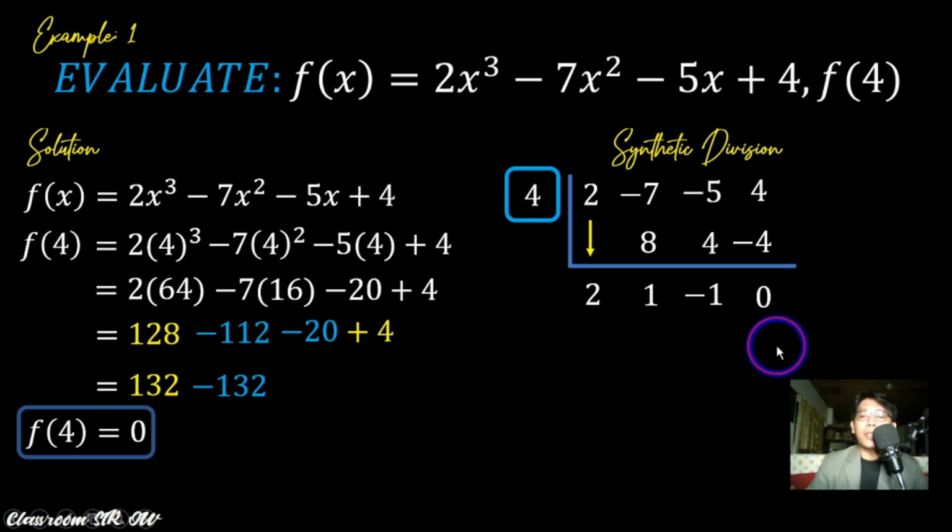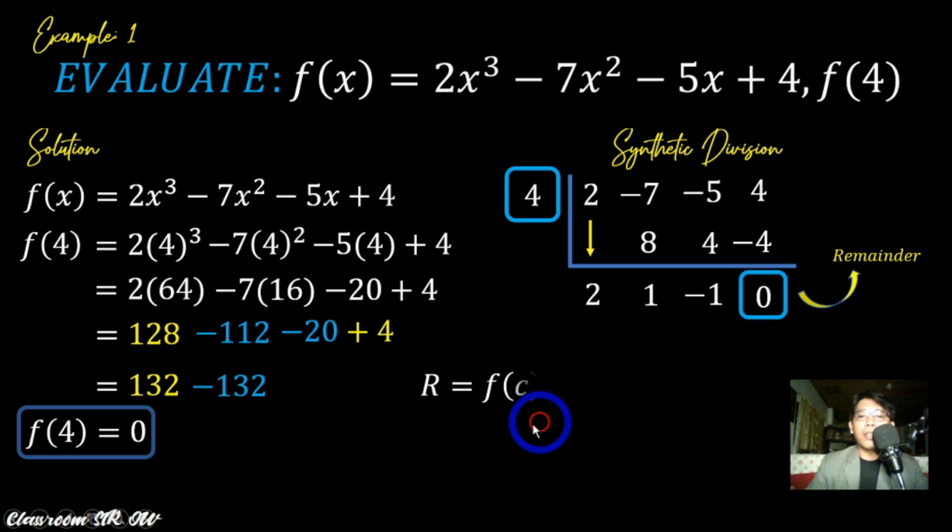Now, if you notice, this 0 is our remainder. So we did arrive at the same answer. Therefore, the remainder in synthetic division is just equal to f of c, which is the remainder 0 in this case, that is equal to f of 4. So in other words, we will arrive at the same answer.